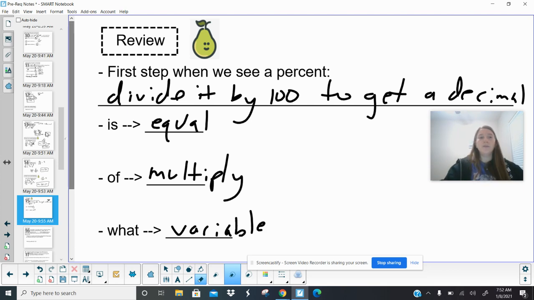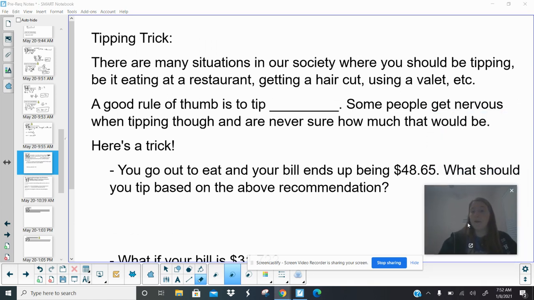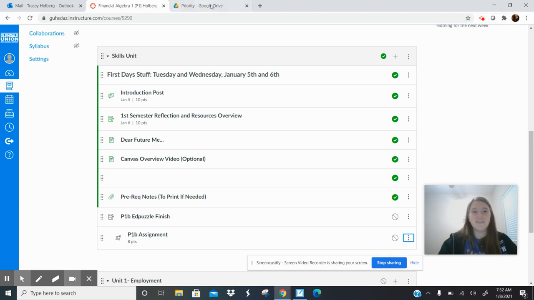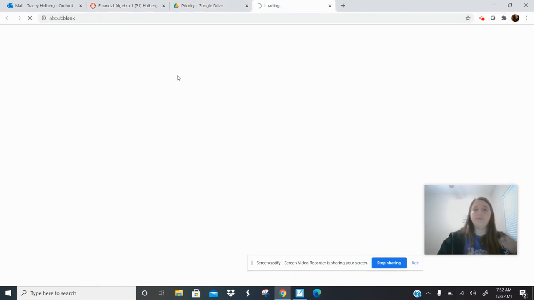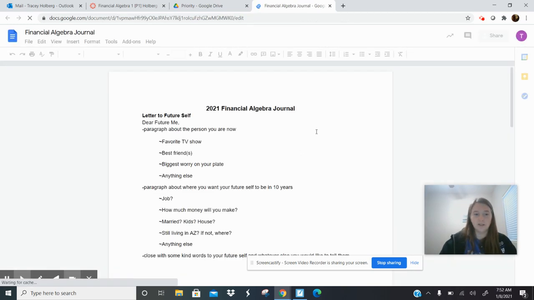Now, from here, the last thing I wanted you guys to do: you should have picked up a journal from the main office at school. If you did not, you're going to want to. Let me go ahead and see if I can pull it up here. But this is what the journal looks like. It's just a couple pages, about 6 pages or so.